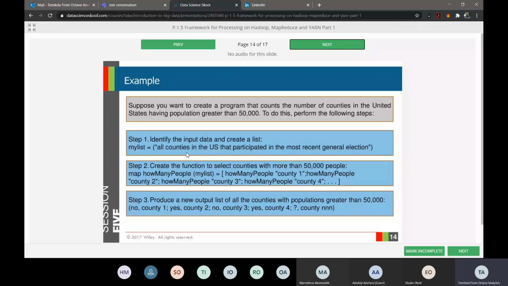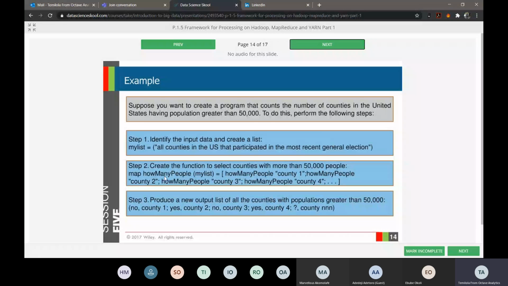The very first thing we'll do is identify the input data and create a list. Assume this is not a programming language, this is just normal thought process, your normal pseudocode. So: all counties in the US that participated in the most recent general election. Let's refer to counties as eligible voters, voters that participated in the most recent general election. So we have a data set that contains all the voters that participated in the last election in the US. That is our data set. That is the list we have.